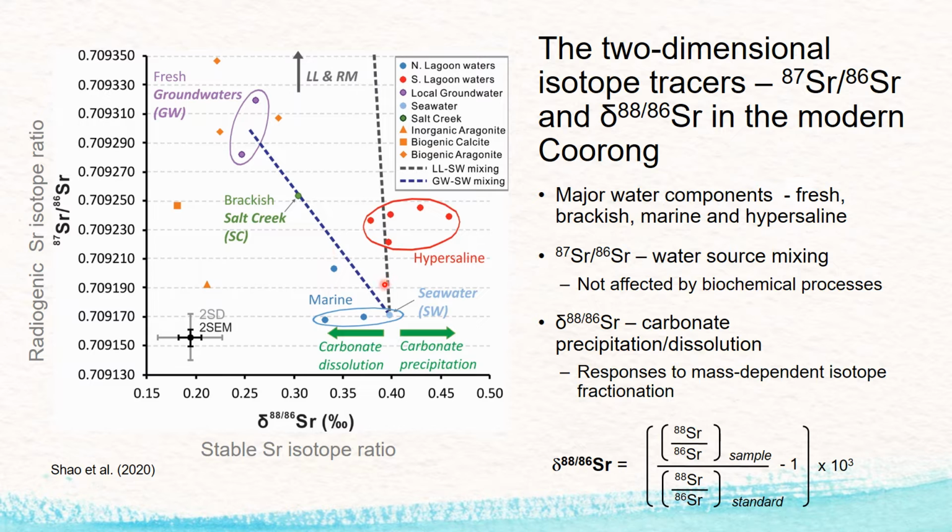These batch of lagoon waters are likely mixtures of fresh groundwaters, the Salt Creek, and the seawater. So for the South Lagoon, you can see that it has about 0.1 per mil horizontal shift of stable strontium isotopes away from the ideal mixing line, which is the amount of isotope fractionation that is caused by carbonate precipitation. So this is how we look at the data in the modern situation.